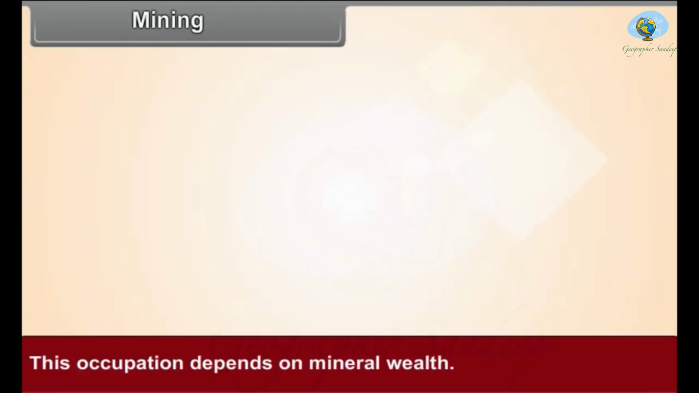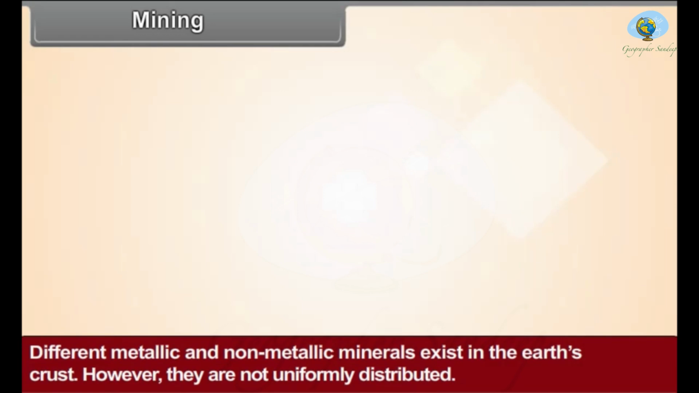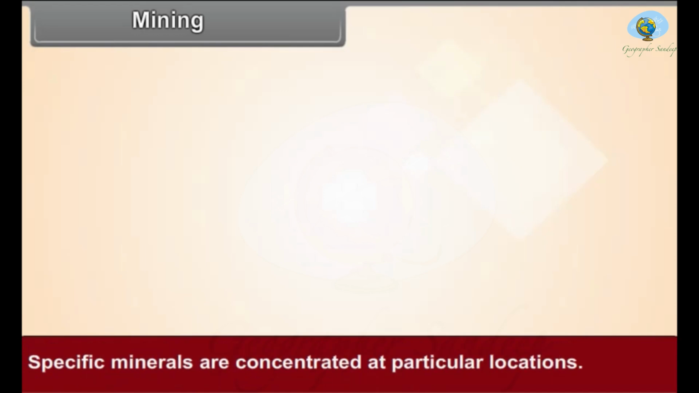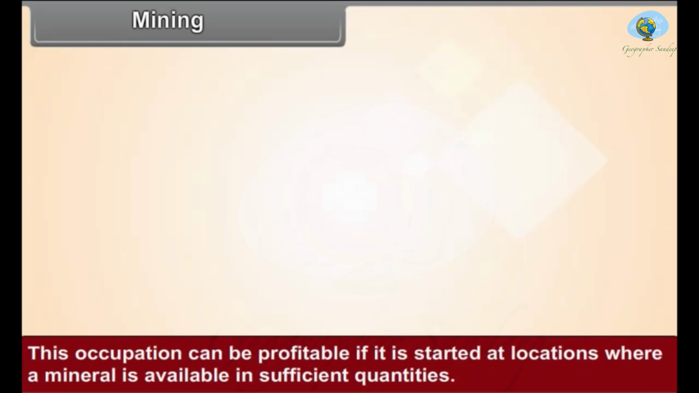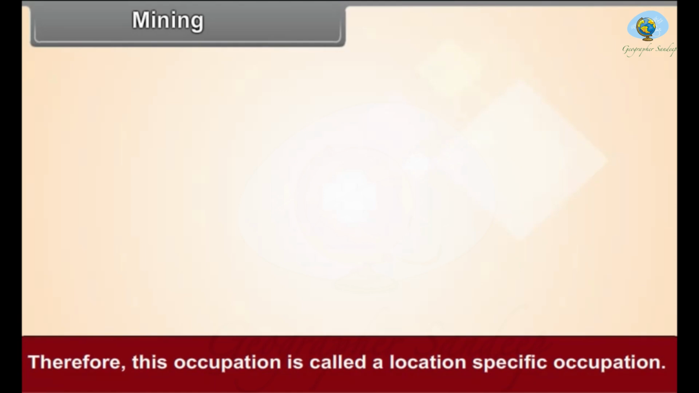Mining. This occupation depends on mineral wealth. Different metallic and non-metallic minerals exist in the Earth's crust. However, they are not uniformly distributed. Specific minerals are concentrated at particular locations. This occupation can be profitable if it is started at locations where a mineral is available in sufficient quantities. Therefore, this occupation is called a location-specific occupation.